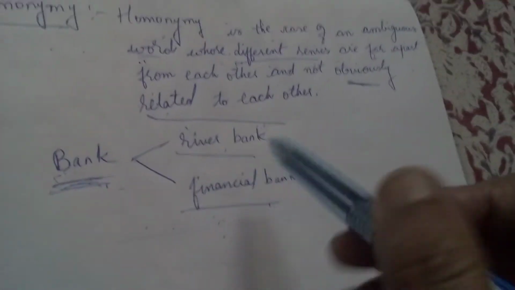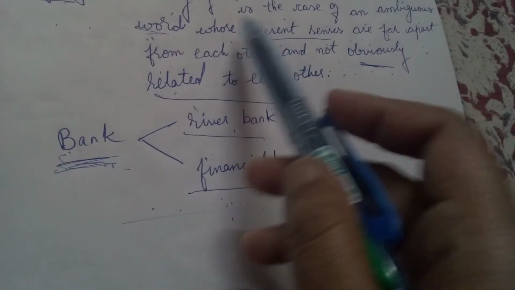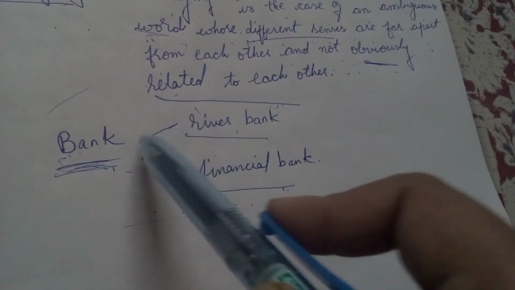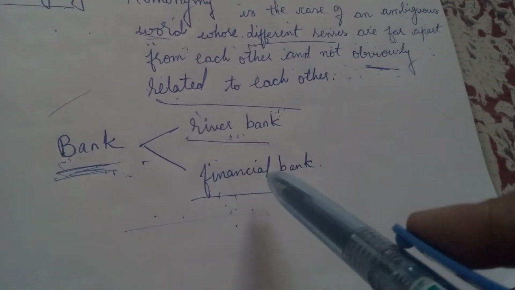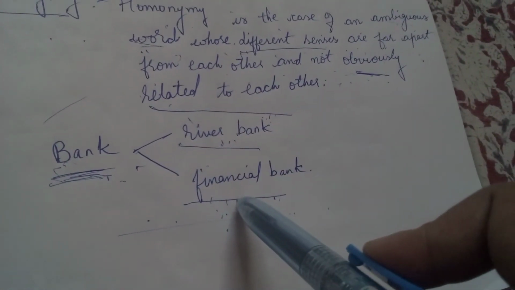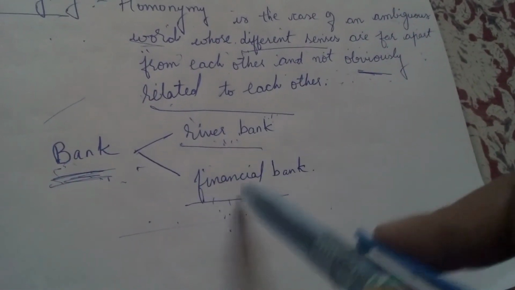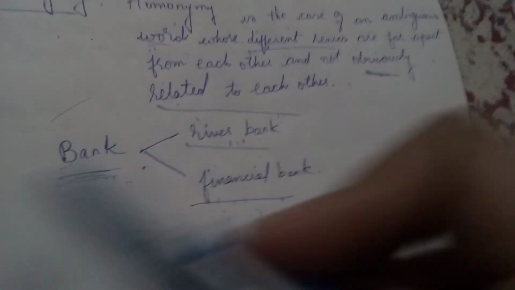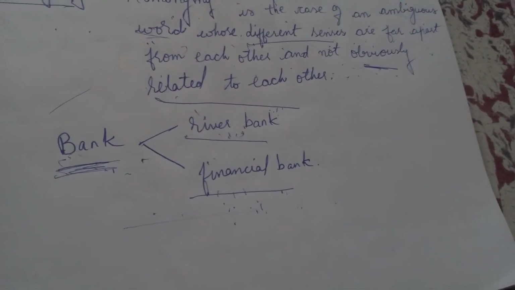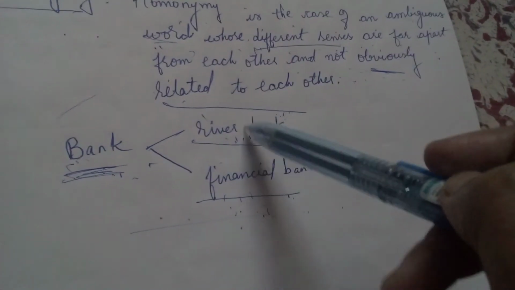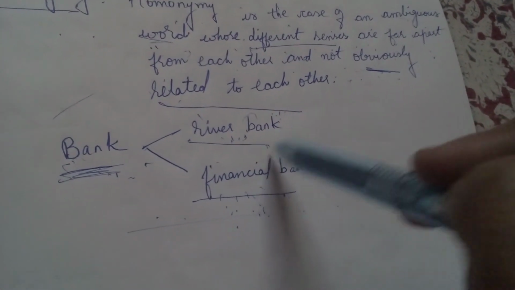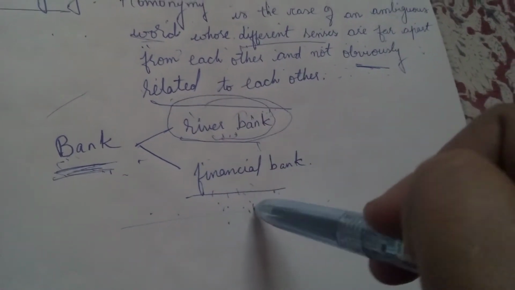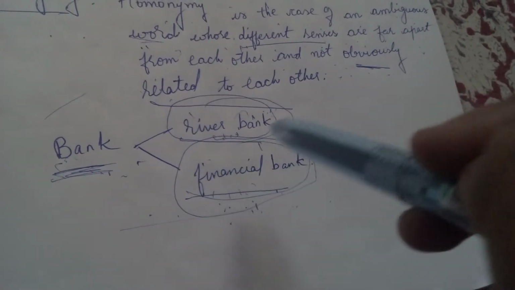So here it says whose different senses are far apart from each other, which means the meaning is totally different, far apart from each other and not obviously related to each other. The meaning of river bank is totally different from the meaning of financial bank.